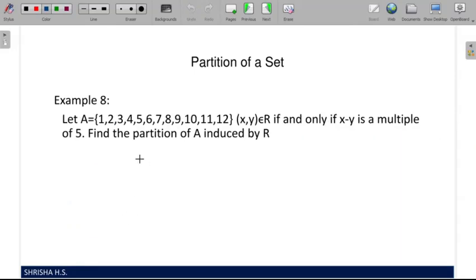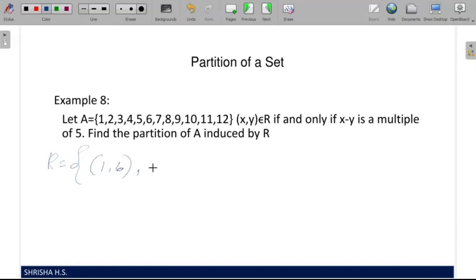So we have seen this question: A equals 1 to 12, x minus y is a multiple of 5. Find the partition. We have proved previously that it is an equivalence relation, and now we are asked to find the partition. So we have to list the relation. x minus y is a multiple of 5. So (1,6): 1 minus 6 is minus 5, a multiple of 5. 6 minus 1 is 5, a multiple of 5. Apart from that, (1,1), (2,2), (3,3) and all are there.